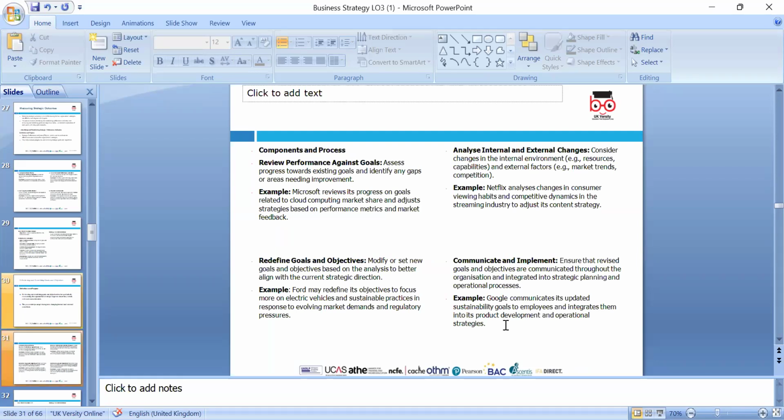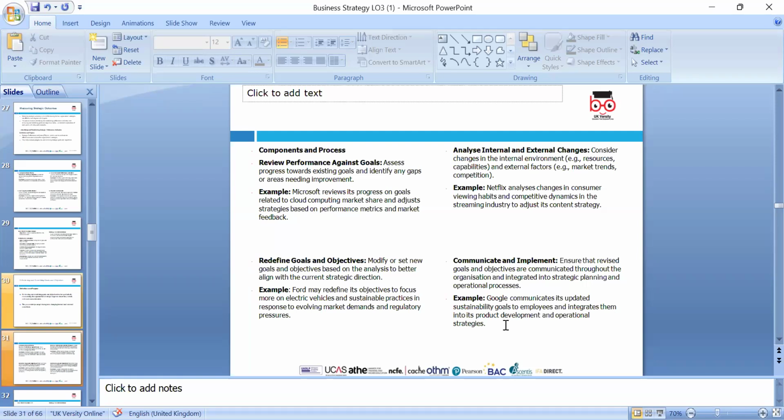With this learning outcome, we are trying to relate to the company of your choice and try to achieve our objective in light of these models. So review the progress against the goal; we can look at Microsoft's goal related to cloud computing. We redefine the goals and objectives, modifying the new goals and objectives. For Tesla, the redefined objective focuses on vehicles and sustainability. Analyze the internal and external changes.